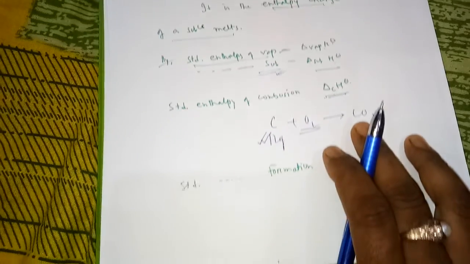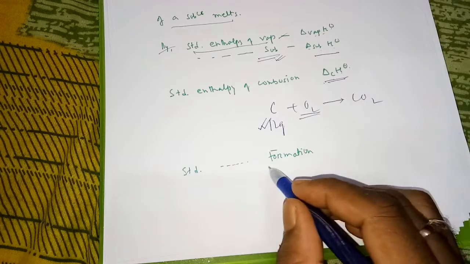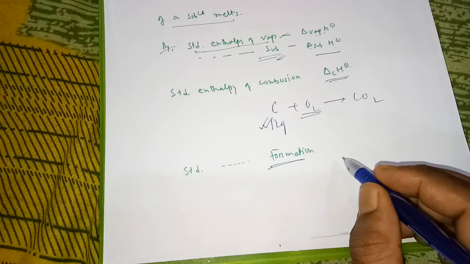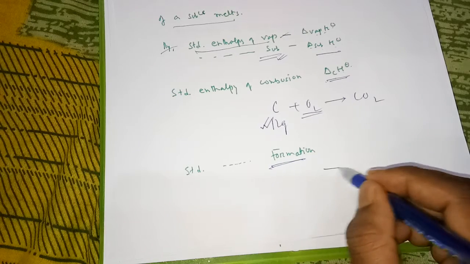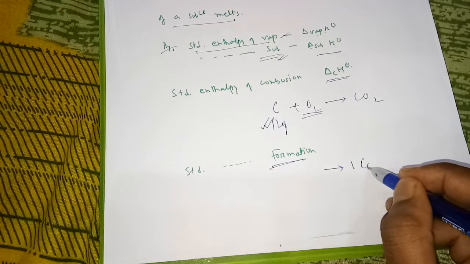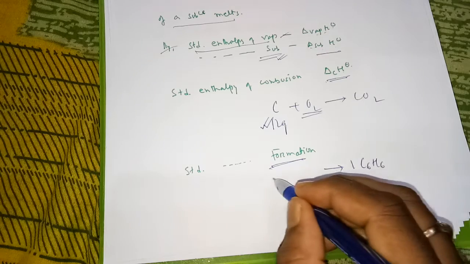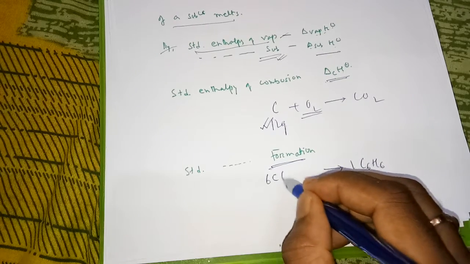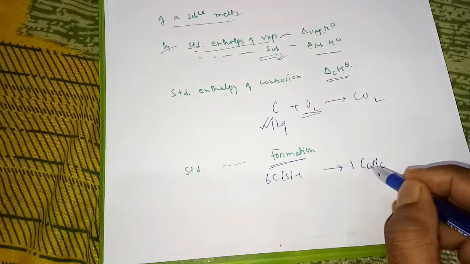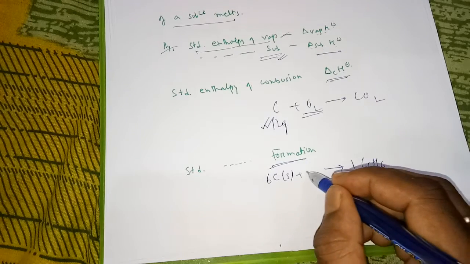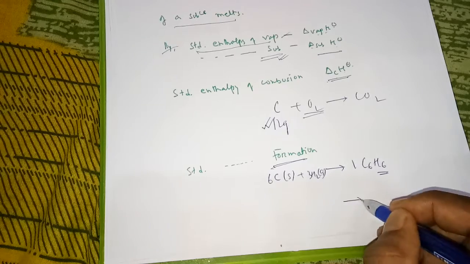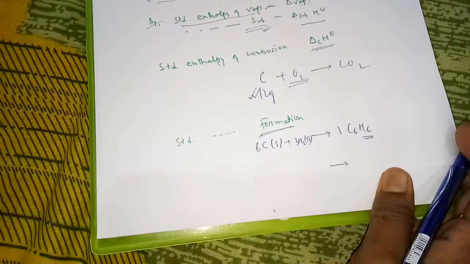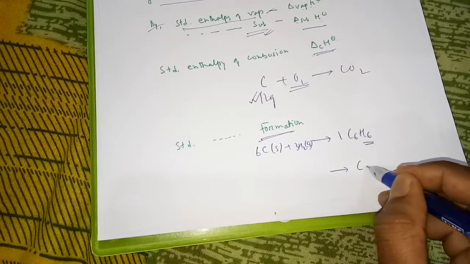Next one is enthalpy of formation. It is the enthalpy change when 1 mole of a substance is formed. For example, if you want to prepare 1 mole of C6H6, we require 6 carbon solid plus how many hydrogen? 3H2 gaseous.